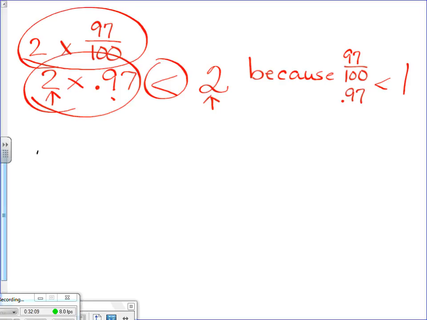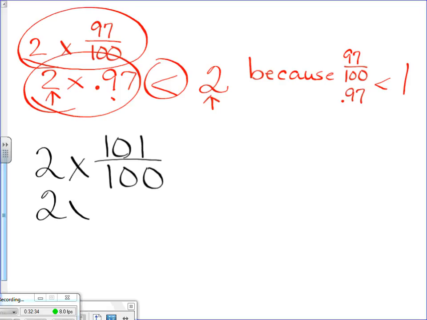So if I had 2 and I'm multiplying it by this, which is the same as this, how would it compare to that? Sanaya, what do you think? How would that compare to 2?